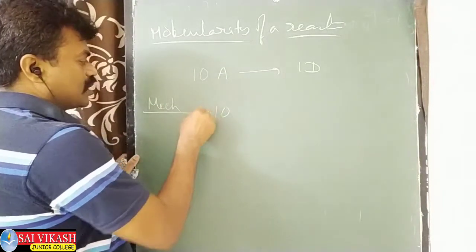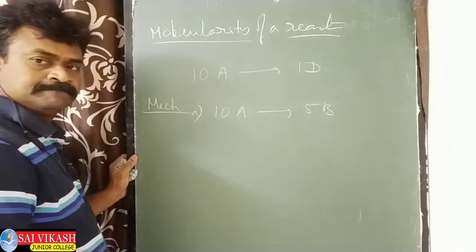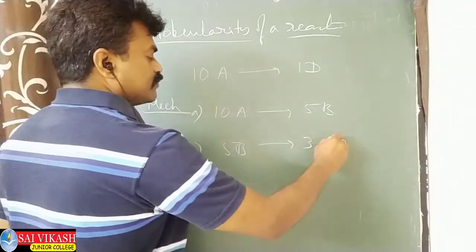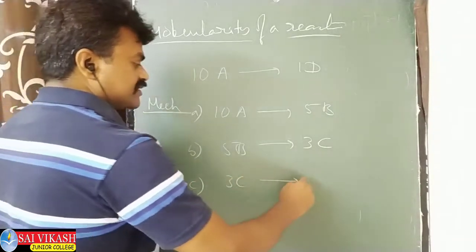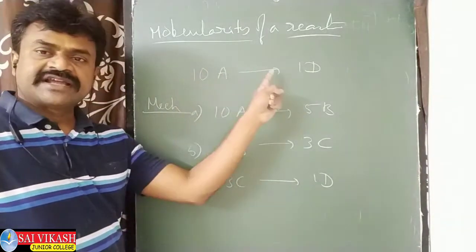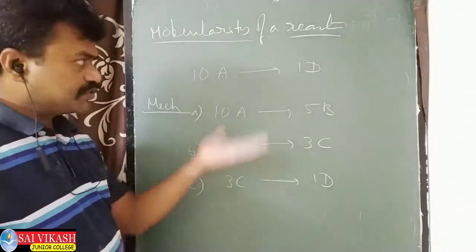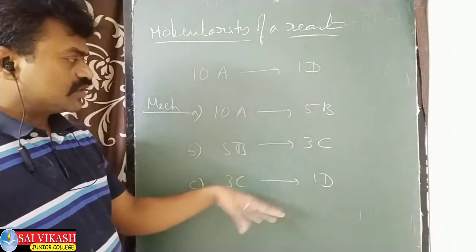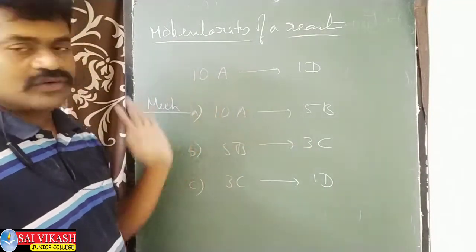In step number 1, 10 moles of A becomes 5 moles of B. Step number 2, 5 moles of B becomes 3 moles of C. Step number 3, 3 moles of C become 1 mole of D. This entire reaction takes place in these 3 steps. On adding all these 3, 5B cancel, 3C cancel, so you will get 10 moles of A become 1 mole of D. That is the overall reaction.